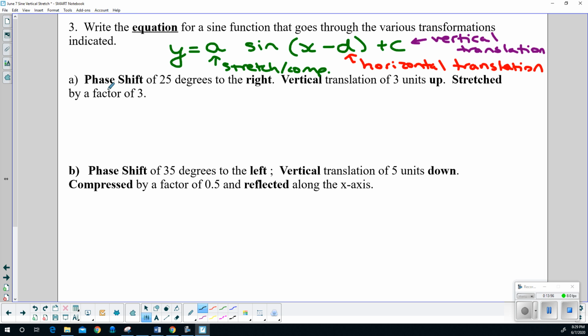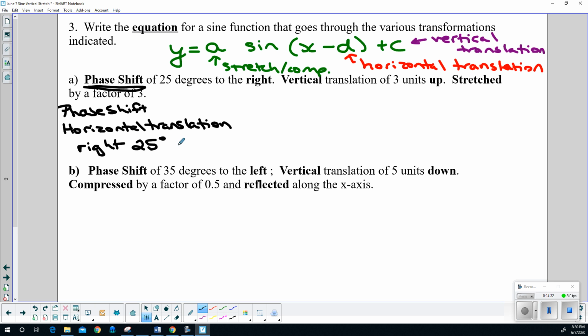All right. Let's try some questions here. We have a phase shift. Oh, they like to come up with all these new words for things. My goodness. Why do we have to have new words? I don't know. But we do. So phase shift, well, that's just another way to say a horizontal translation. And it has to do with the whole cycle and all the rest of it. So we know we have a horizontal translation, and we're going to go 25 degrees to the right. So it's going right 25 degrees. So that means inside my brackets, I'm going to have an x minus 25 degrees. Okay, so that's that first bit.